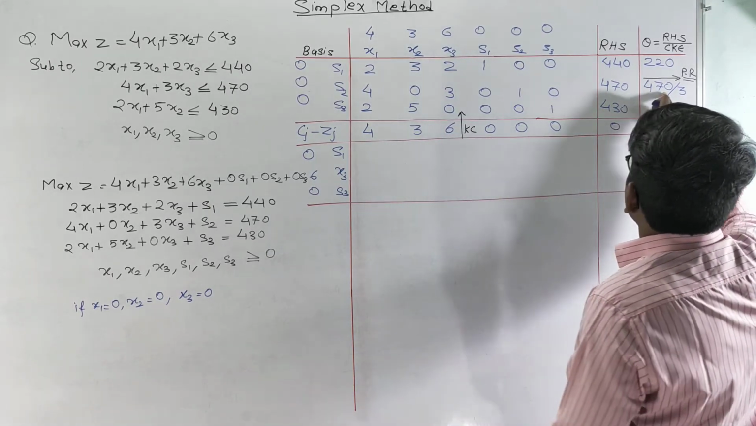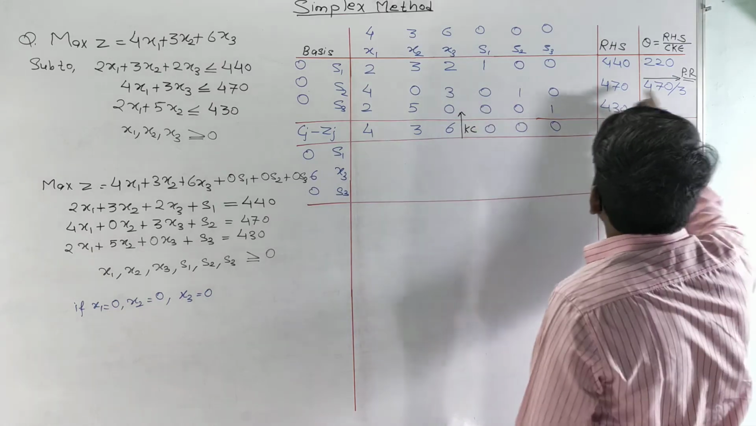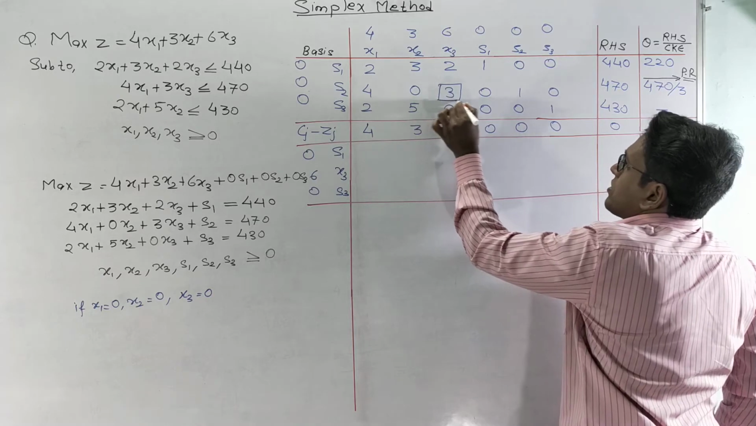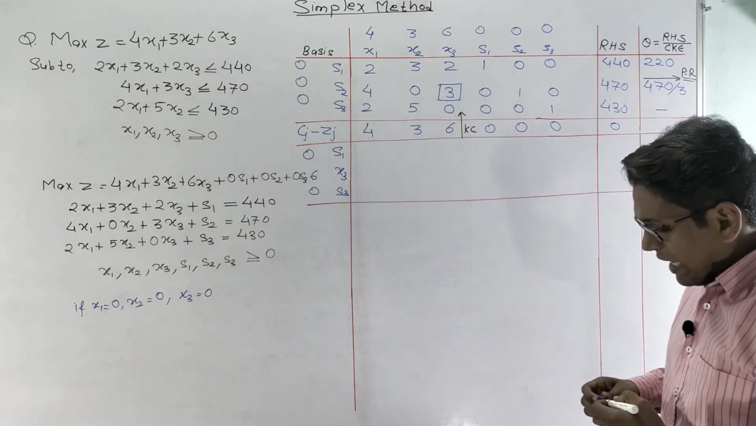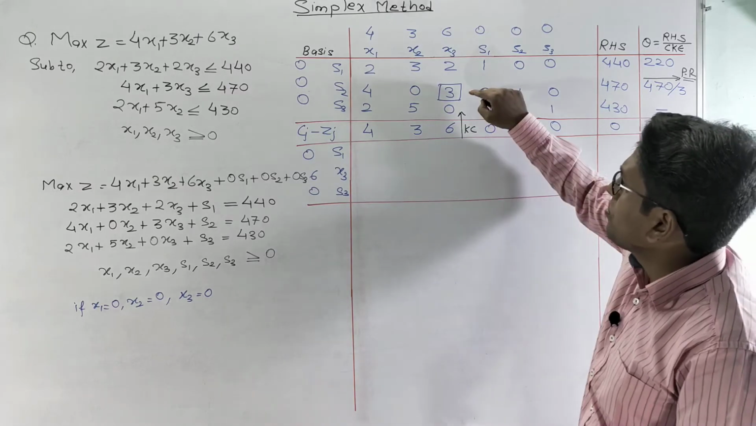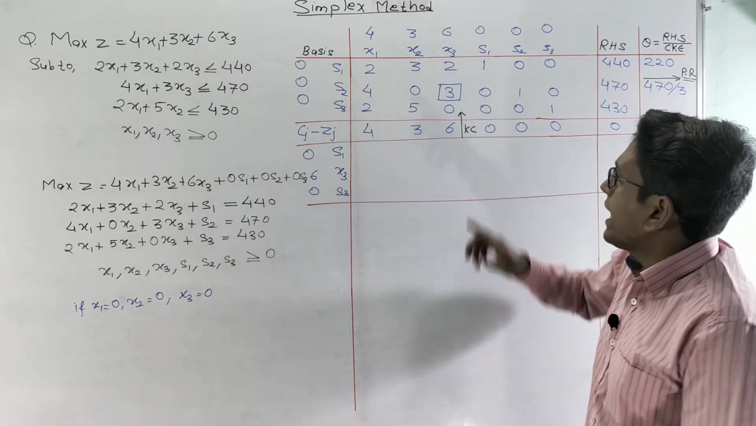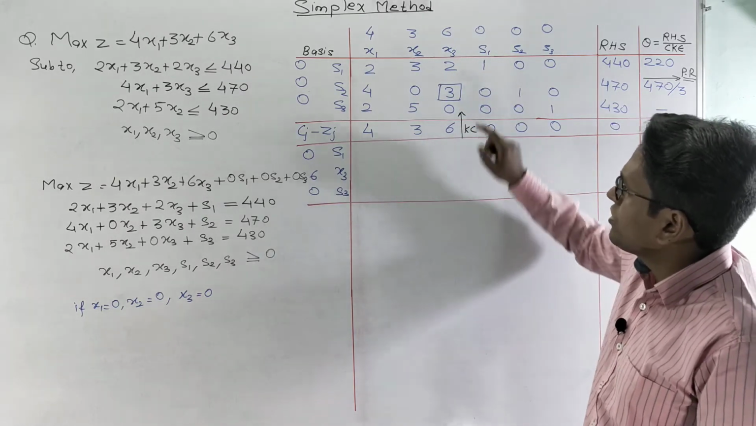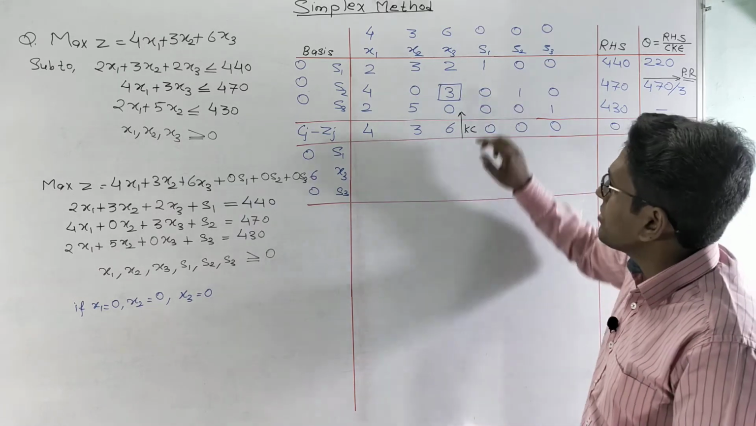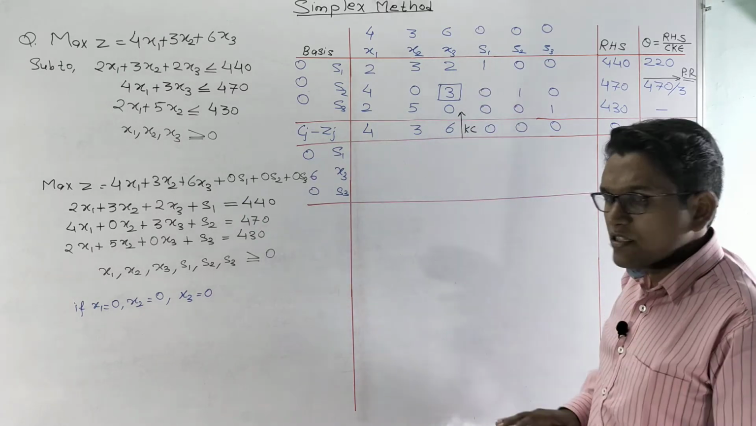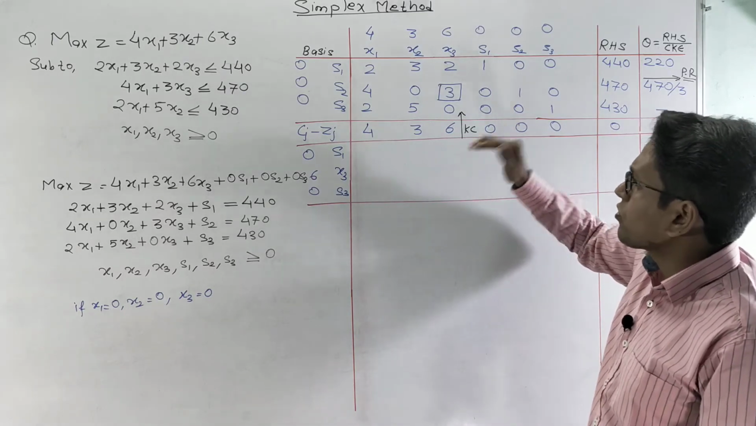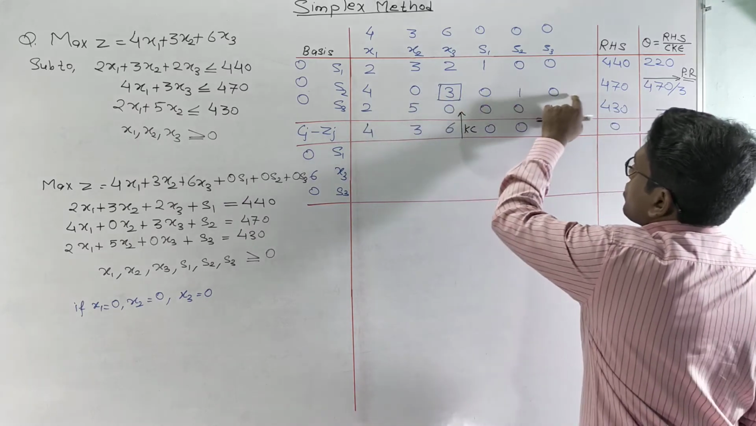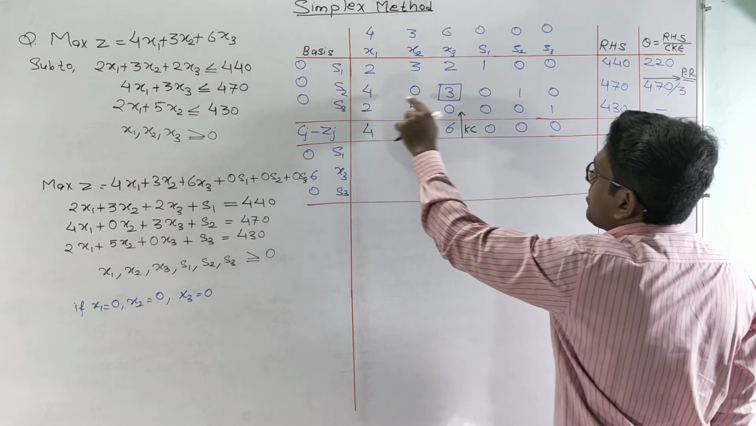Now the intersection of key column and pivot row is termed as pivot element. So this element is called pivot element, and what we need to do here is to make this element 1 and the remaining elements in this column 0. Okay, we need to make this pivot element 1 and the remaining values in this column 0. So to make that, we will do some row operations.